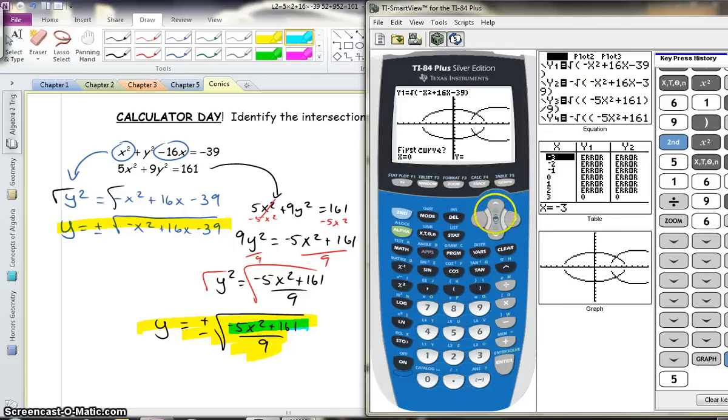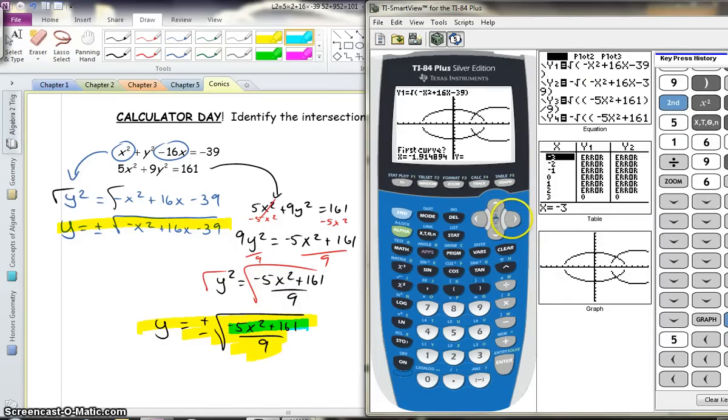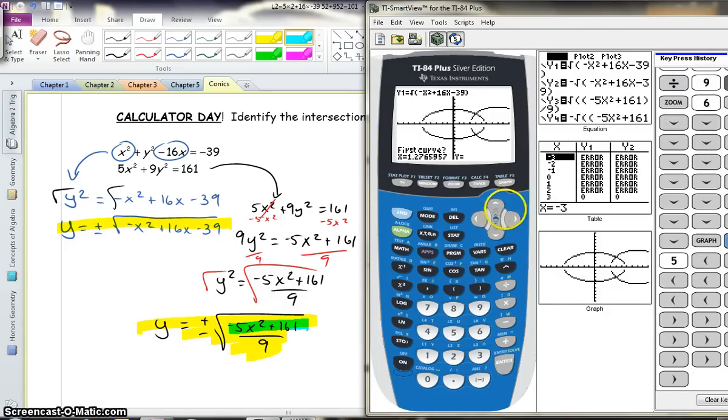Now, before we get started, find Spidey. I hit some arrows until he pops up. I'm not seeing him. All right, so I'm not seeing him. I'm going to start hitting up and down a little. All right, there he is. Now, watch. Hitting right and left moves him along that curve.